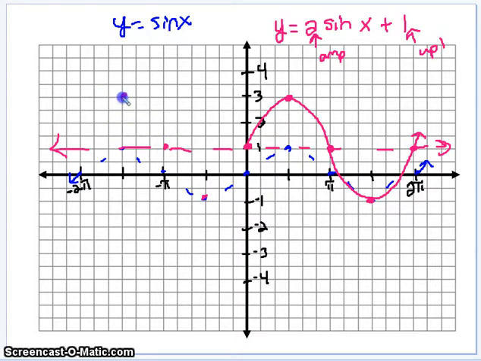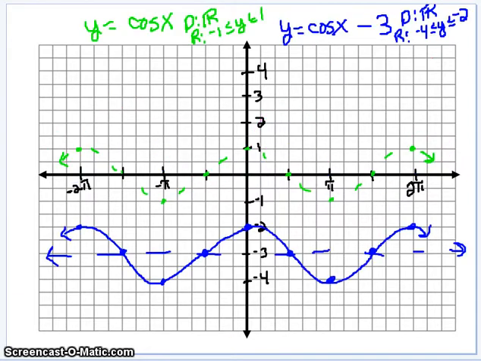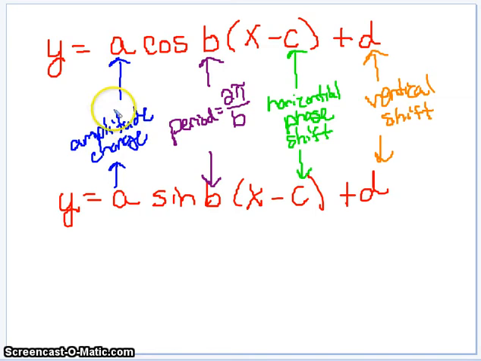You will have on your quiz some questions that have 1 change, some questions that have 2, some that have 3, some that have 4, and there is a possibility of having 5 different changes to all of your functions, because if you remember, we can have an amplitude change. If there is a negative involved, that is going to be a reflection across the x-axis. We also can have a period change, a horizontal shift, and a vertical shift all at the same time.